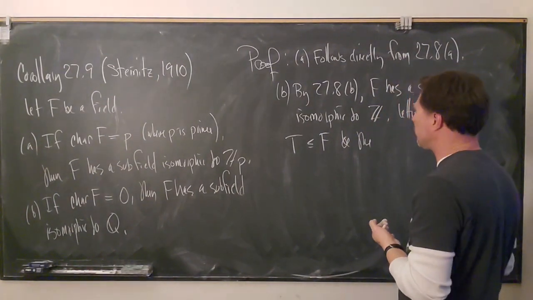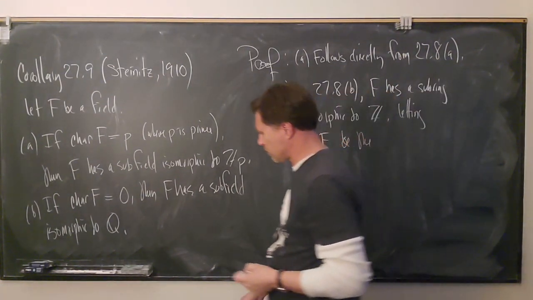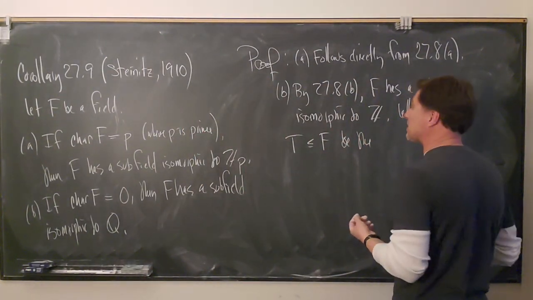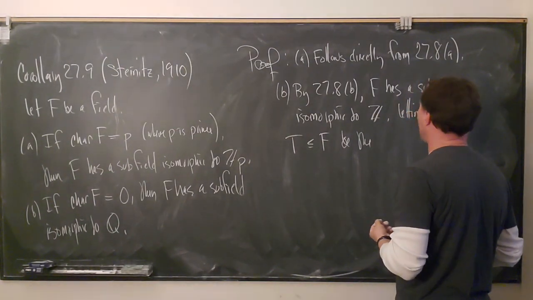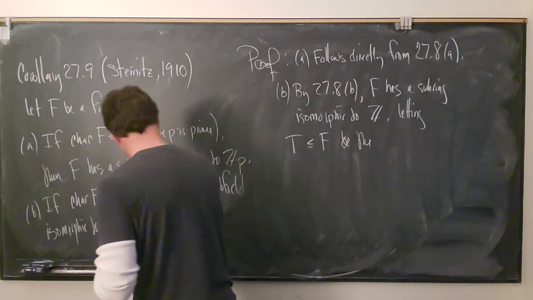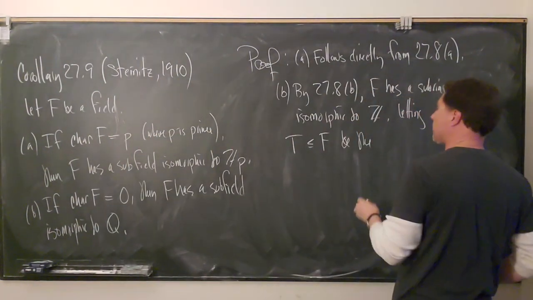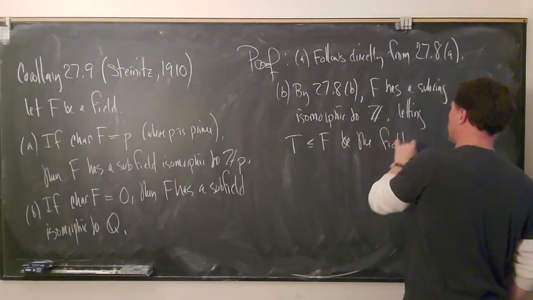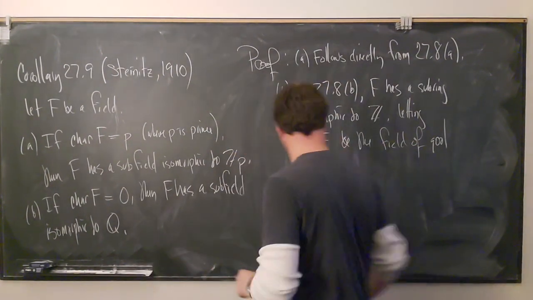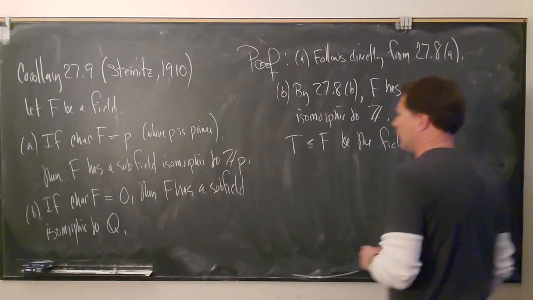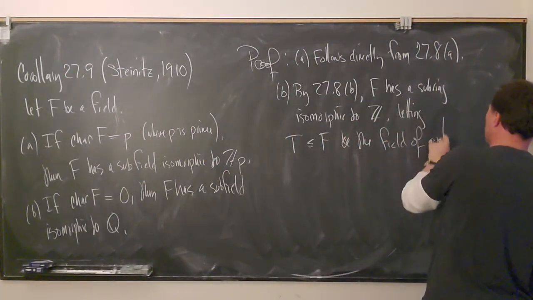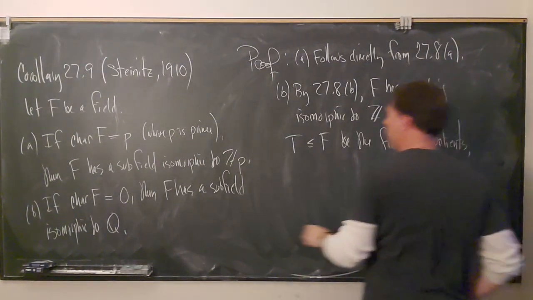If you want to actually do the construction, we need to construct fractions, so it'd be equivalence classes of, how do I want to say this? I'm just going to say it. So letting T, a subset of F, be the field of quotients, we have the result.